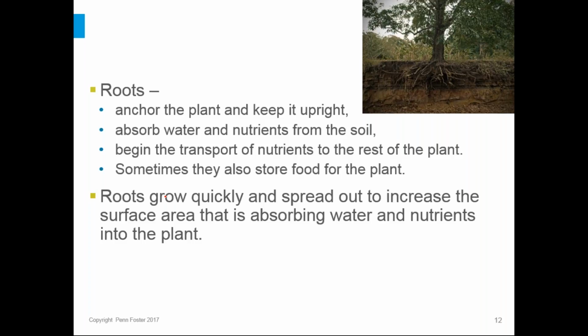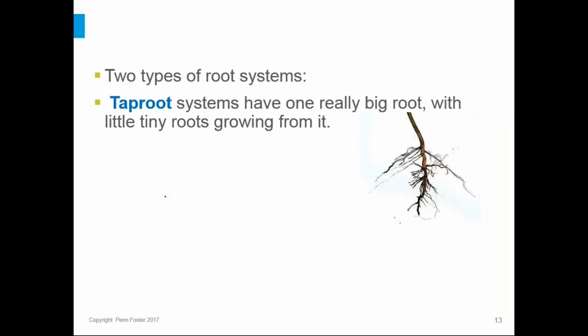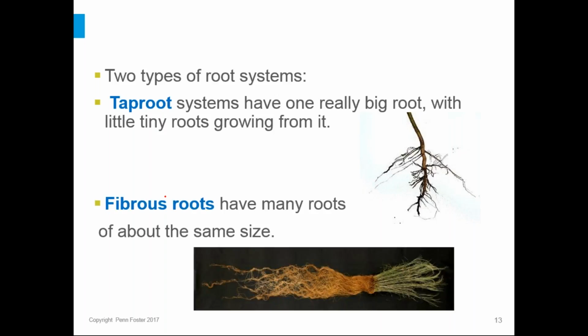So there's kind of two methods that plants use to do this, two basic types of root systems. One is a taproot system, where the plant has one really big root going down in the center with little tiny roots growing off of it. And other plants have a fibrous root system that has many roots that are about the same size. So different plants use different strategies for collecting the water and nutrients that they need.